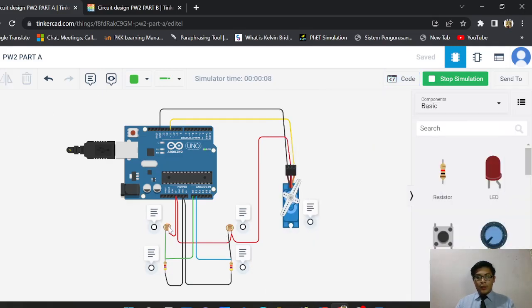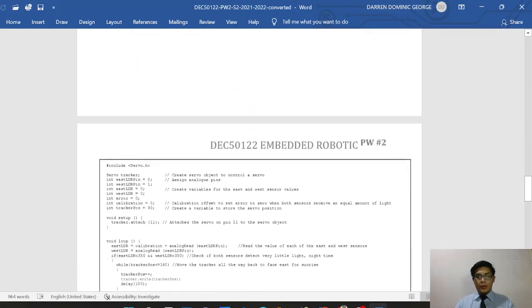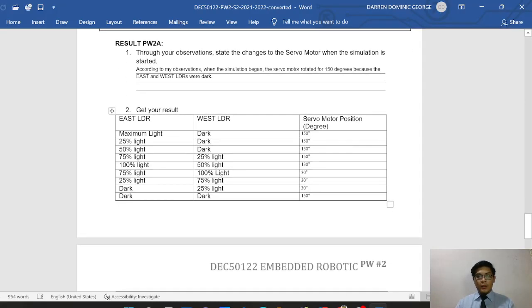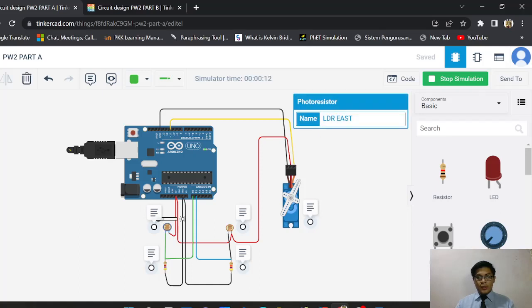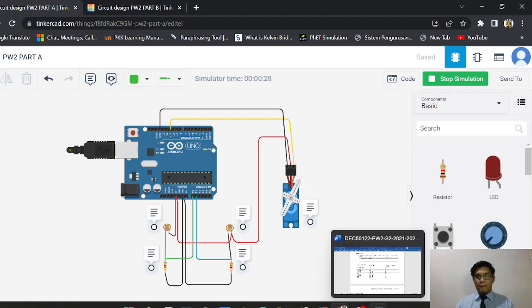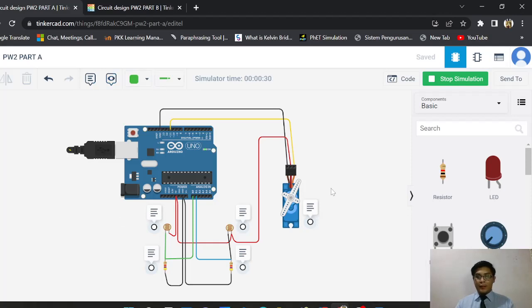So as we know, here we can see the SLDR at maximum light and the West LDR dark. We can see here this is the LDR, SLDR maximum, and this is dark. So the servo motor is here. Okay, this is for my part A.